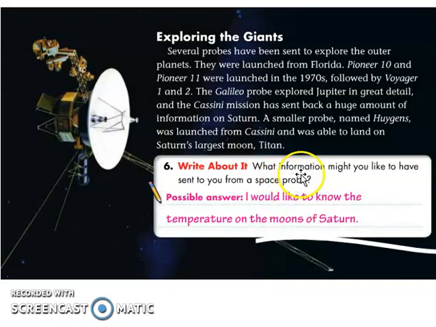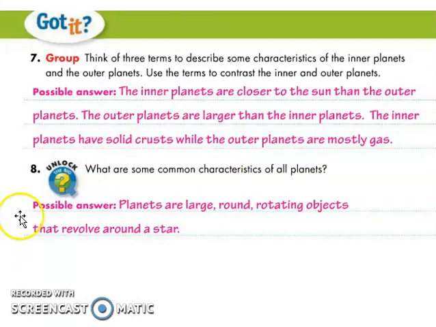Number 6. What is the information you might like to have sent to you from a space probe? You can get information like the temperature of the moon, the size, and if it is solid or a gas. Okay, in the last page, think of 3 terms to describe some characteristics of inner planets and outer planets. So I wrote here the characteristics of inner and outer planets. And number 8, what are some common characteristics of all the planets? The common characteristics, or the similarity, of all the planets are that all planets are round. The shape is round. All of the planets are rotating. At the same time, all are revolving.